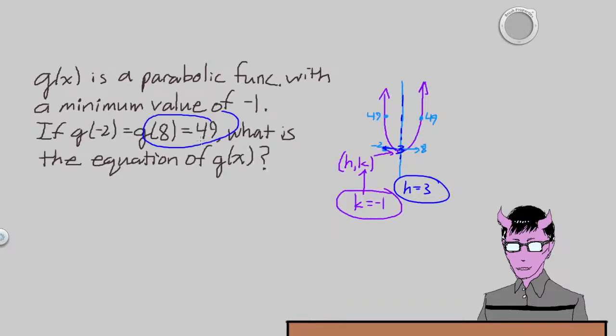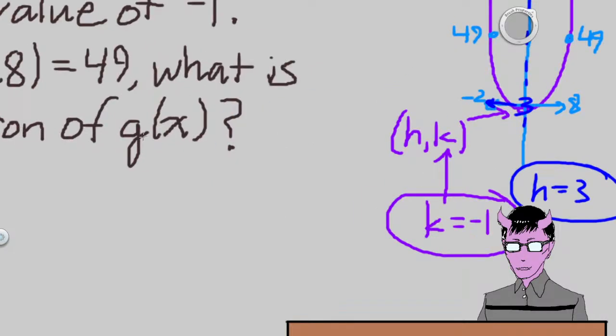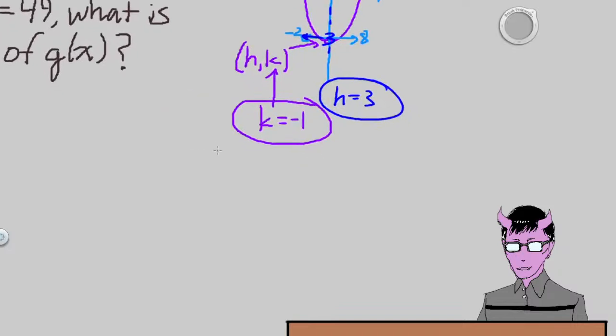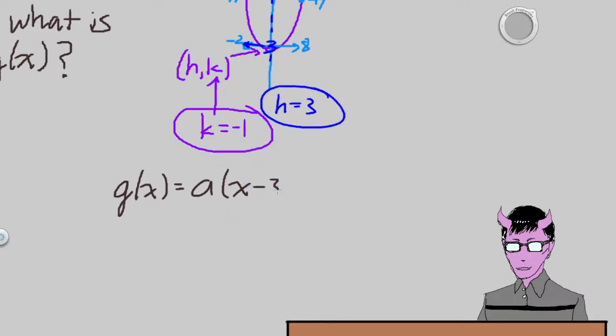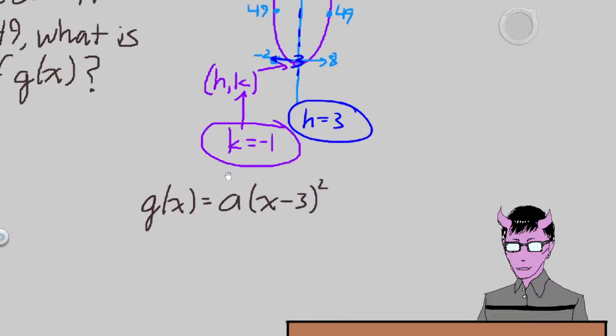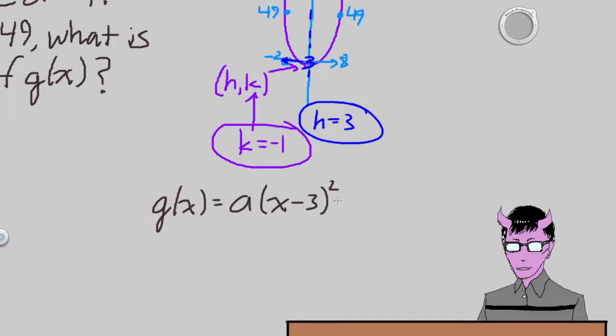So we know h, we know k. We're given an explicit value right here, so we can actually come up with the equation of g of x now. Let's start with the vertex and the skeletal equation. So g of x is equal to some value, we don't know immediately what it is, times x minus 3 squared, because the vertex is at 3. And then the k value on the outside is going to be -1. So that is our skeletal equation.